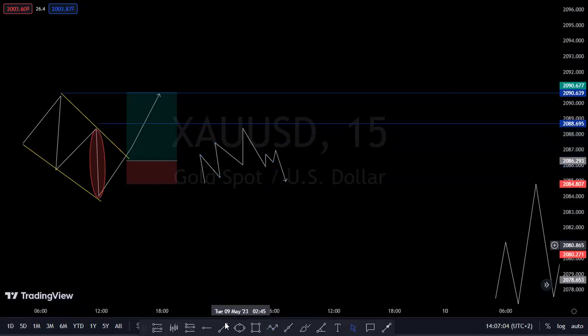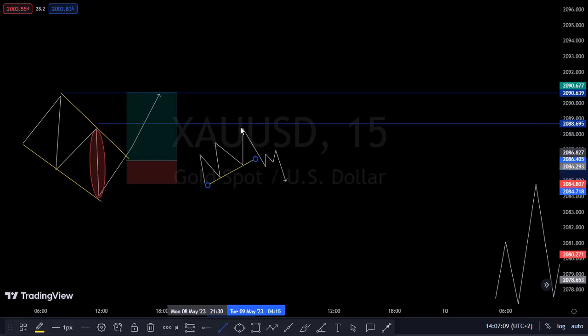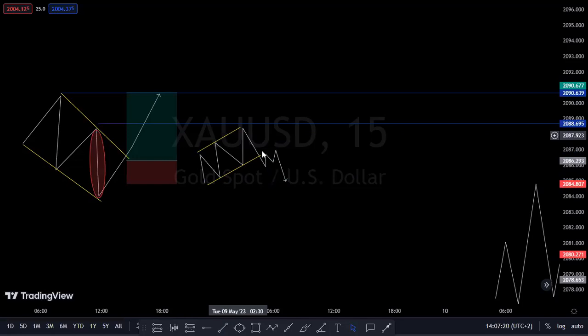So this is how you're going to cater for your structures. And obviously you are going to have two options. Either you take a high risk entry here or you take a low risk entry after price has broken out of your ascending structure.